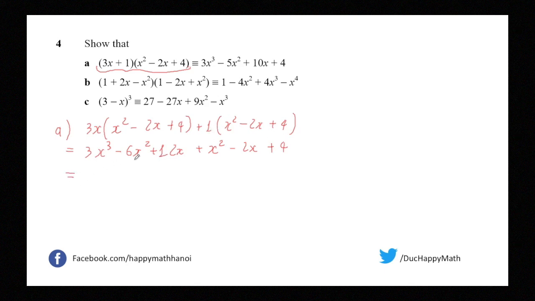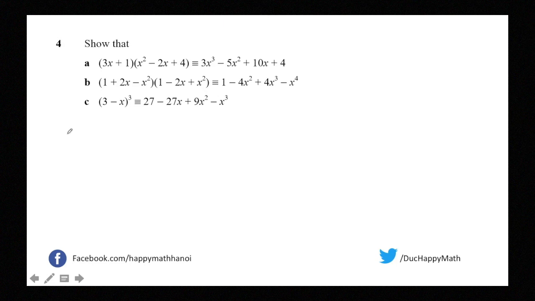Okay, so simplify. First one, x cubed only 1. x squared minus 6 plus 1, minus 5x squared. Only x: 12 minus 2, plus 10x, and the constant number is 4. So after you simplify the left hand side, it equals exactly the right hand side. So it means the right hand side equals the left hand side.